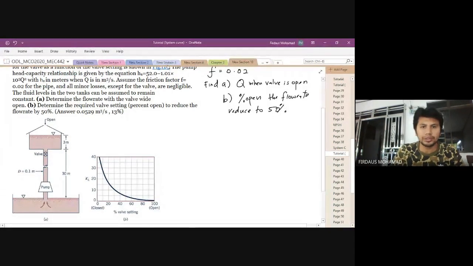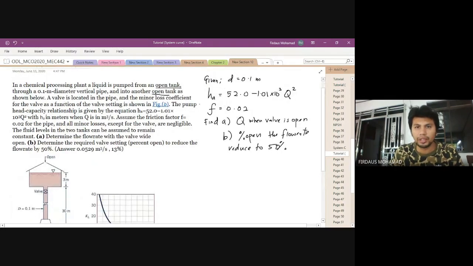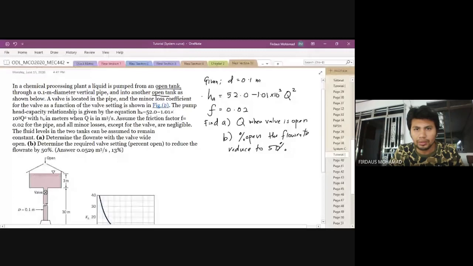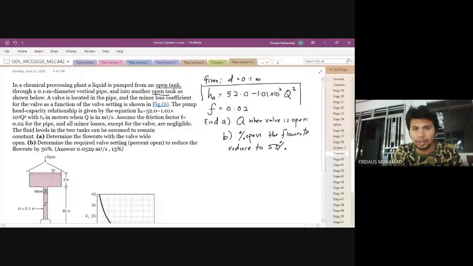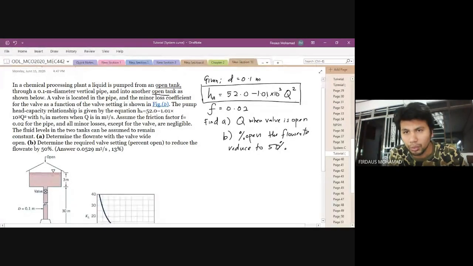First, in the question, the pump performance curve is given. So this equation HA equal to 52 minus 1.01 times 10 power of 3 Q square is basically known as the pump performance curve. This curve or equation is given by the manufacturer.